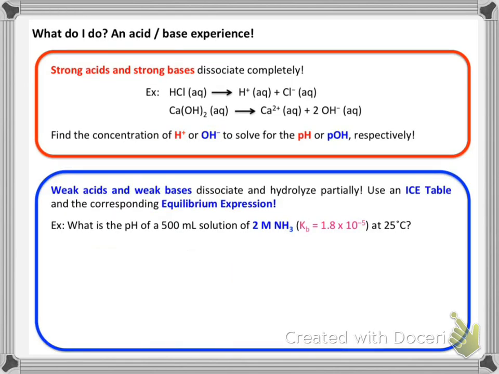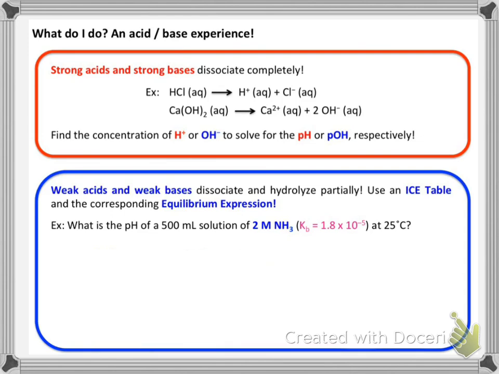Okay, so in this first situation, we have strong acids and bases. And so these solutions completely dissociate, and we can kind of treat them like salts, where they're going to completely dissociate into H plus and Cl minus in this case, or calcium ions and hydroxide ions. And so to be able to find the pH or pOH from these solutions, we can just use traditional stoichiometry to solve those problems.